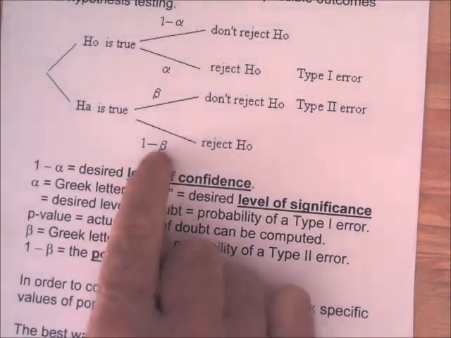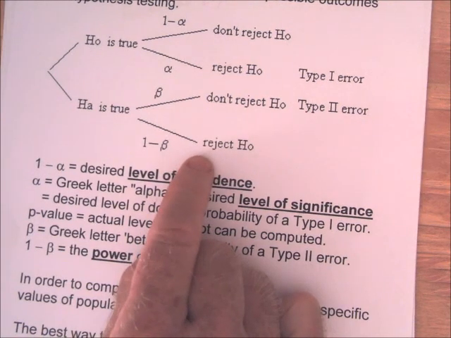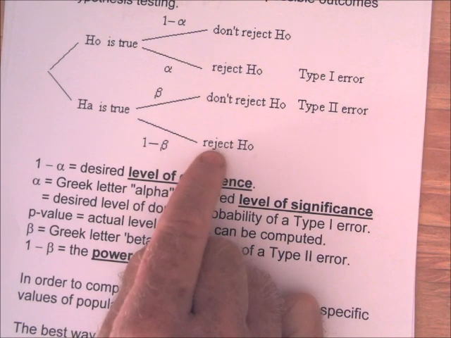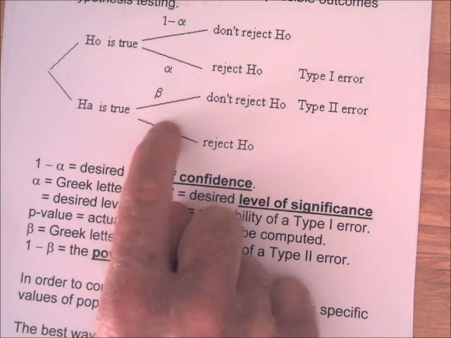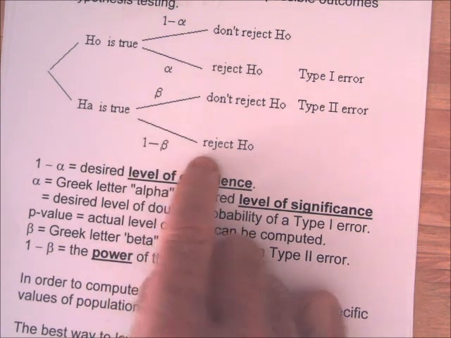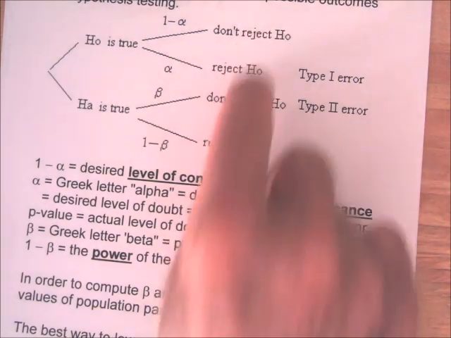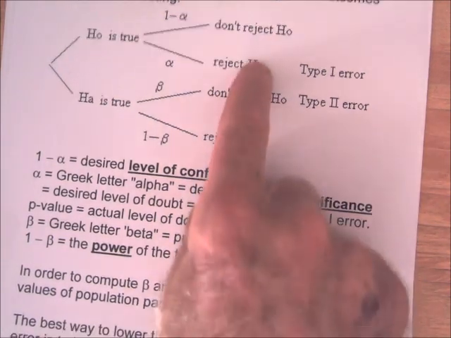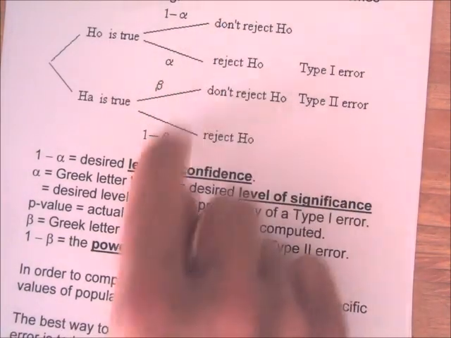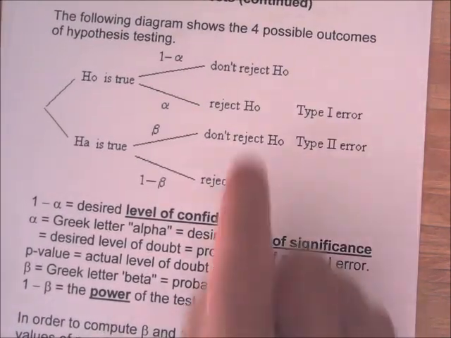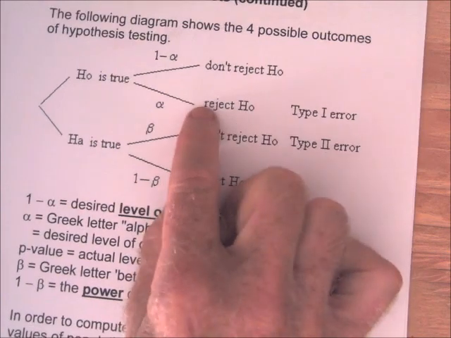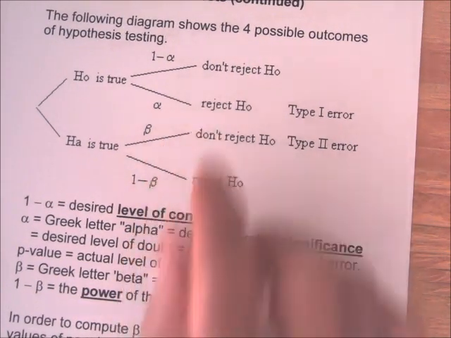1 minus beta would be the power of the test. That's the probability that we reject H0 if HA is true. So there are two ways that we can reach a correct conclusion, and those probabilities are 1 minus alpha and 1 minus beta. And there are two ways that we can draw an incorrect conclusion. Those probabilities are alpha and beta.